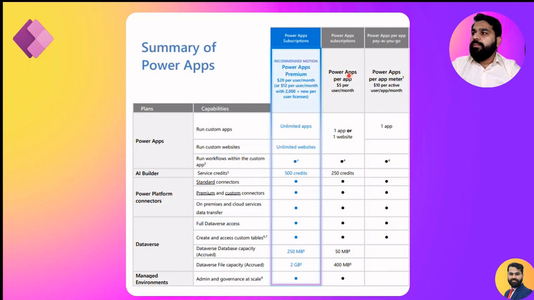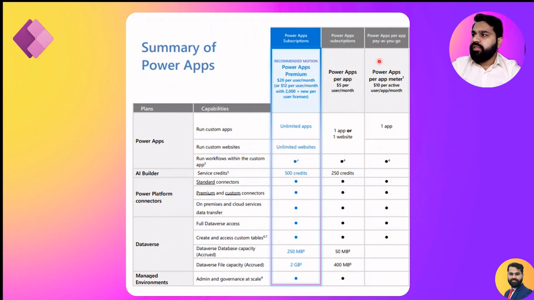Second one is the Power Apps per app license. This specifically gives access to only one particular application. We'll also talk about the capabilities, what all is included within these different types of subscriptions. Right now, I'm sharing at a very high level that Power Apps per app, as the name suggests, gives access to one particular application to any user it is assigned to.